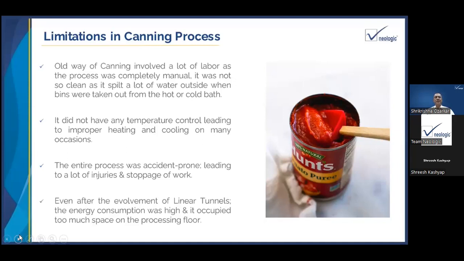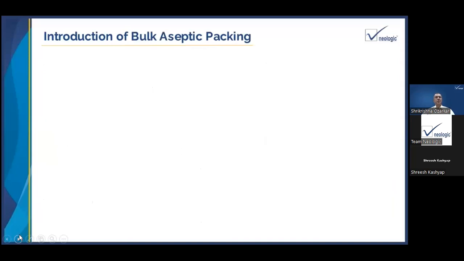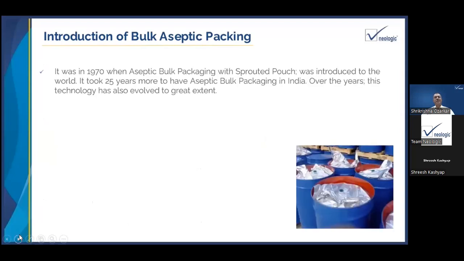Even after the involvement of linear tunnels, the energy consumption was still high. We all know the linear tunnels occupy a large space. It could be as big as or as small as 2 meters by 20 meters or 3 meters by 50 meters, depending on what output you require. So this gave rise to aseptic packaging, which we are talking about, pulp and puree packaging or aseptic processing of pulp and puree. And this is how it came into existence.